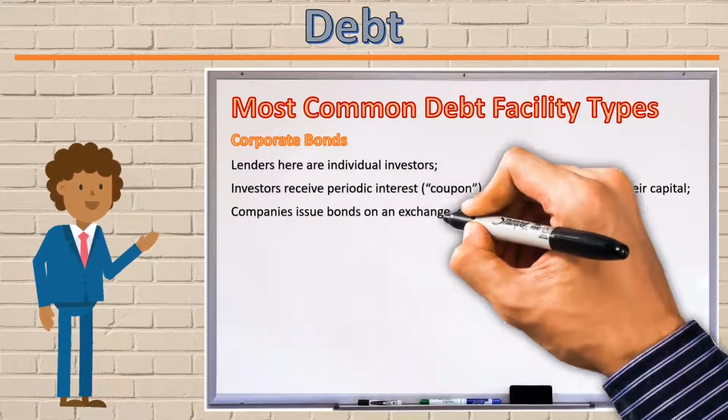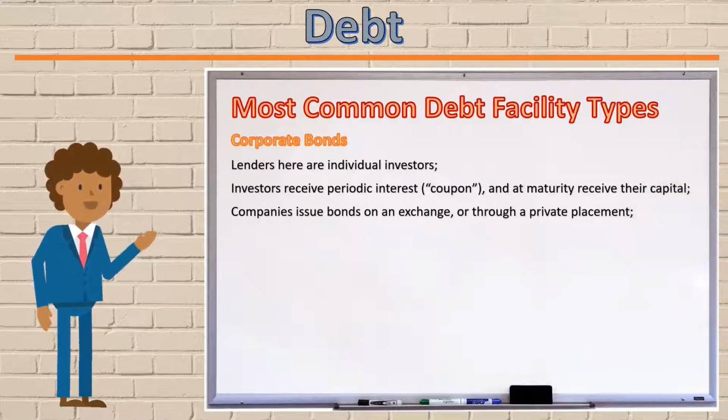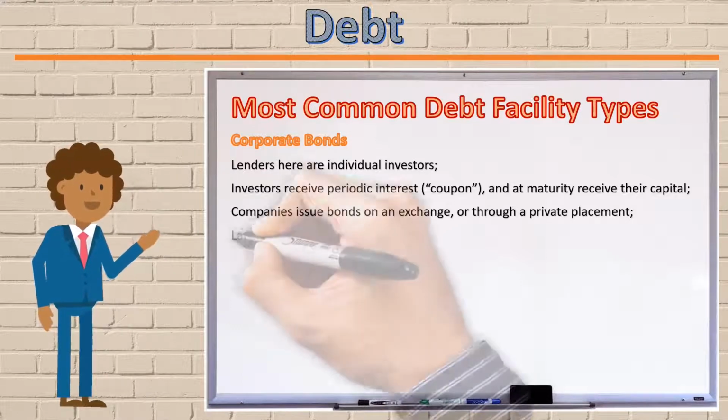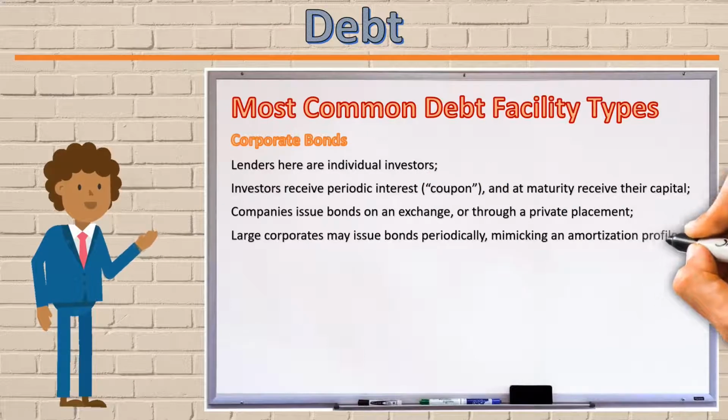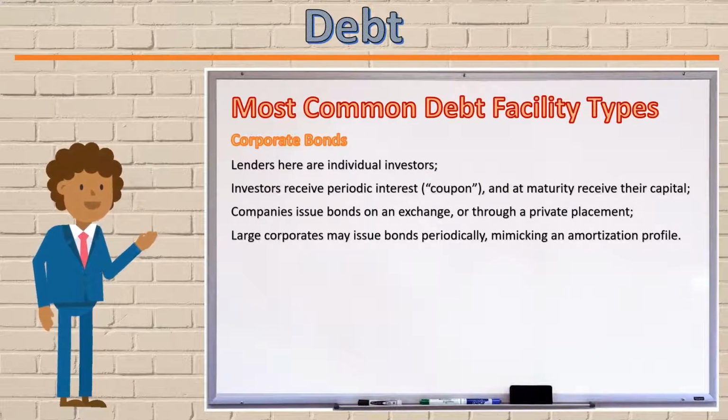Companies would issue bonds either on an exchange or directly to a pre-selected group of investors through a private placement. Large corporates may issue bonds in the market periodically, for instance, once per year. In this manner, each of the bond issuances would mature 1 year after the other, thus mimicking an amortization profile.